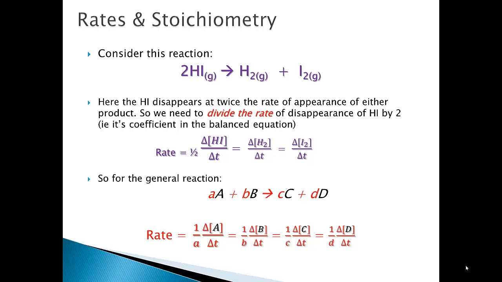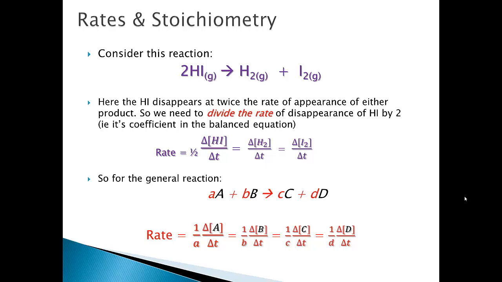We won't go too far into that. Okay, so if we consider this reaction, have a look. We've got 2HI gives us hydrogen gas and iodine gas, and you can see we've got the 2HI. So what's happening is that HI is actually disappearing at twice the rate of the appearance of either product. What that means is that for every mole of hydrogen gas that's formed, we're actually using 2 moles of HI.